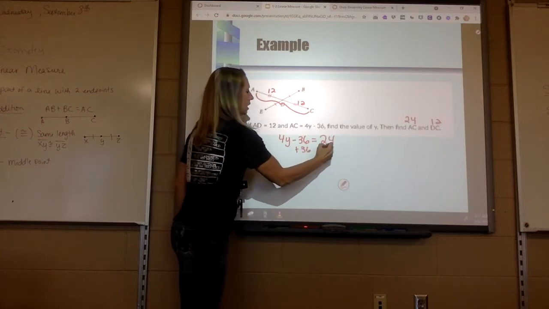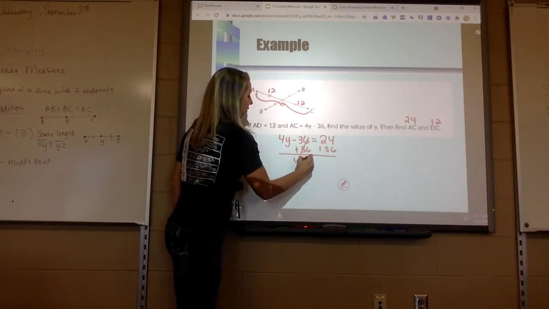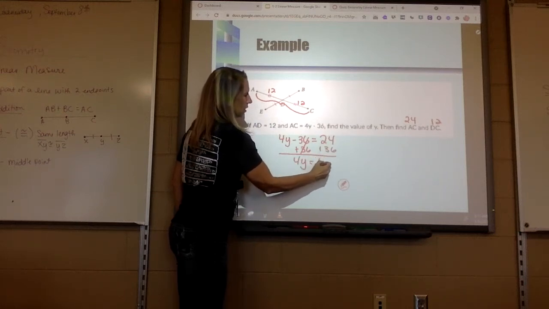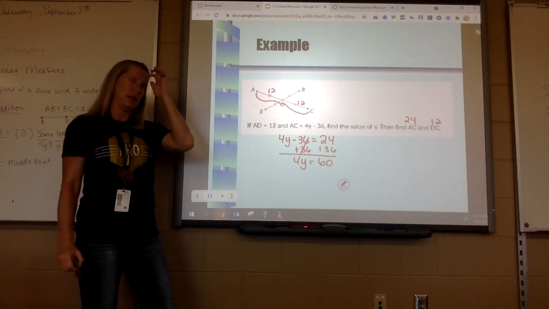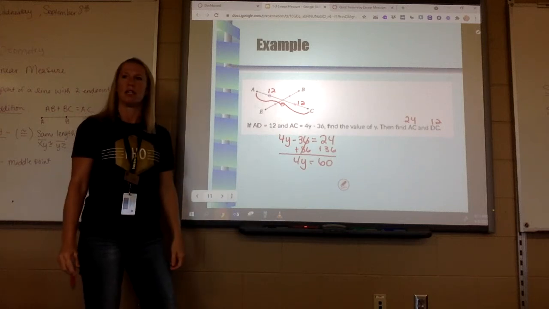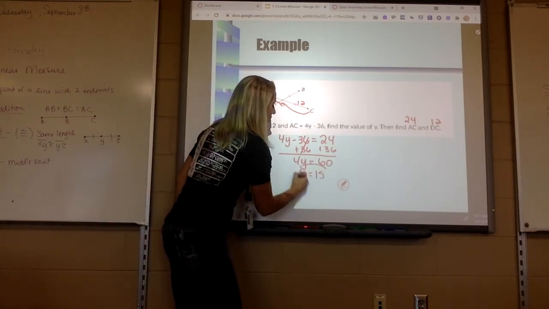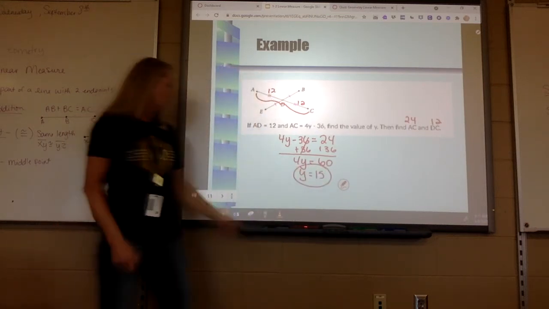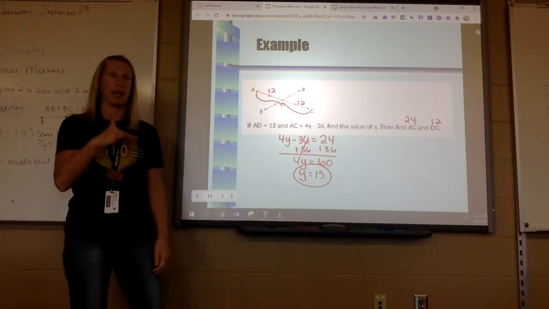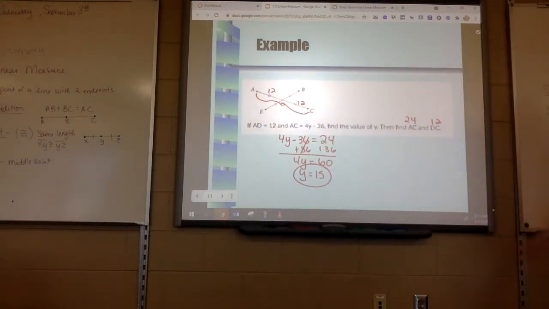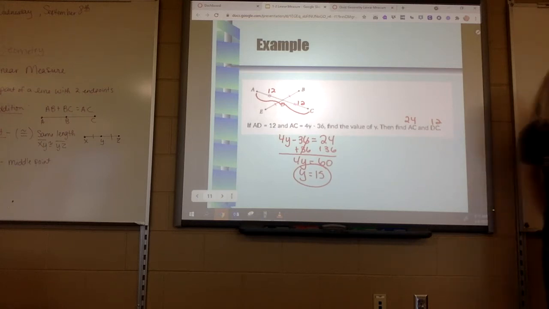So plus 36, 4Y equals 60. And then how many times does 4 go into 60? 15 times. Thank you, Skylar. So Y is 15. So that is on your assignment. The second to last problem has 3 answers: 15, 24, and 12. It's the exact same problem. I'm going to write this down. It's the second to last problem.